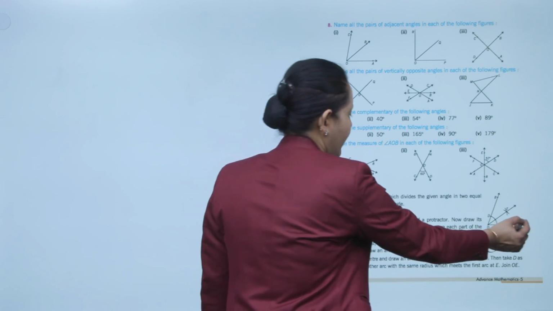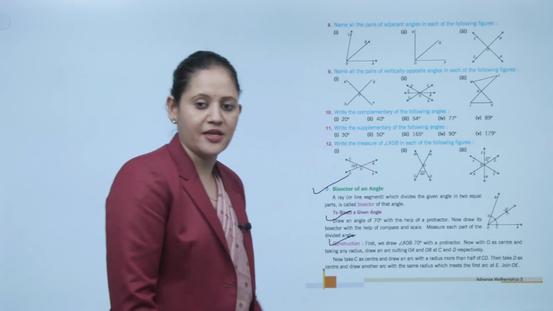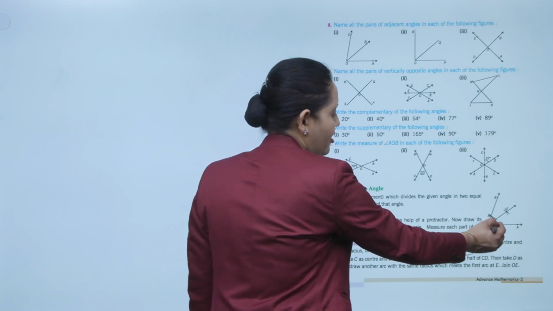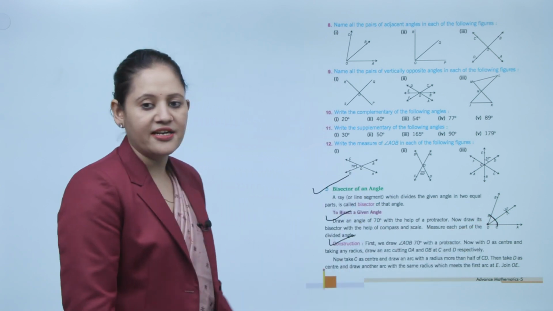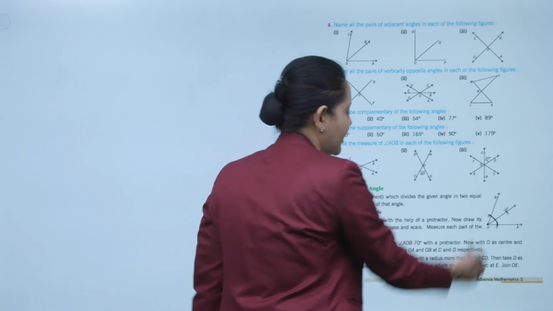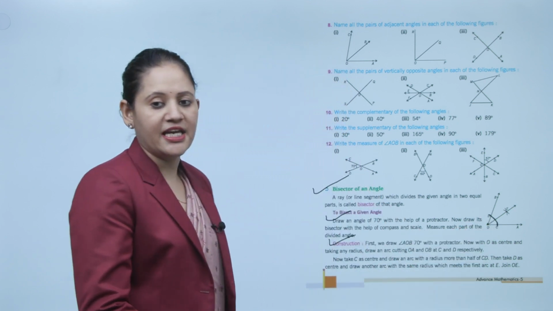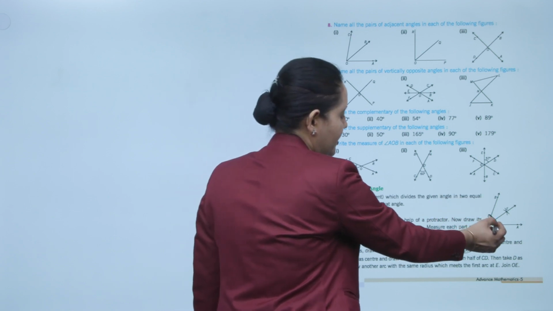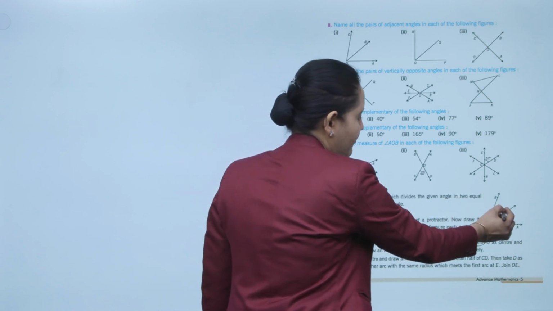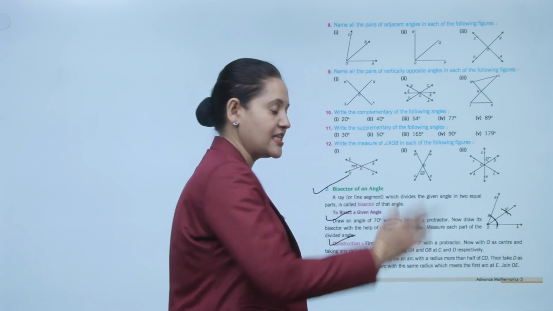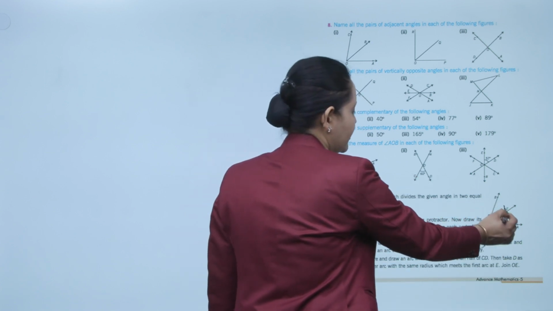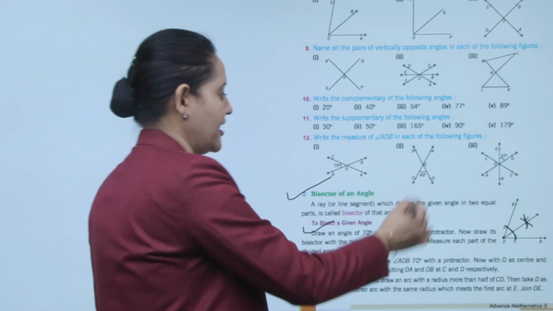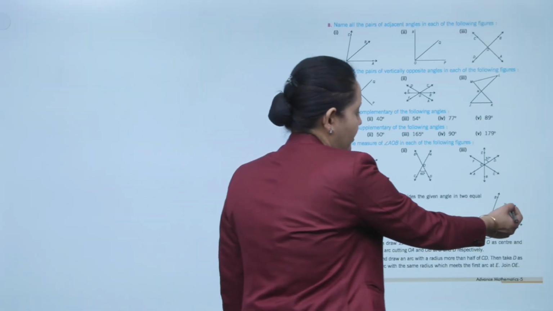So what have we done? First we have drawn an angle AOB that is 70 degree. Now take O as a center and draw an arc of any radius. Now we'll get 2 points C and D. Now we will take C as a center and radius more than half of CD. With C as center we will draw an arc and then with the same radius, D as a center, another arc. It will intersect at point E. So here we get point E.